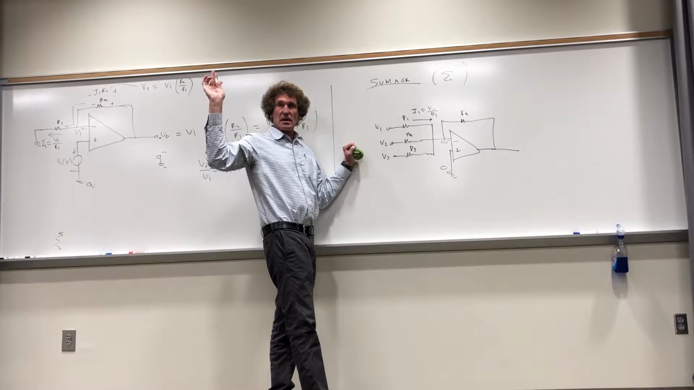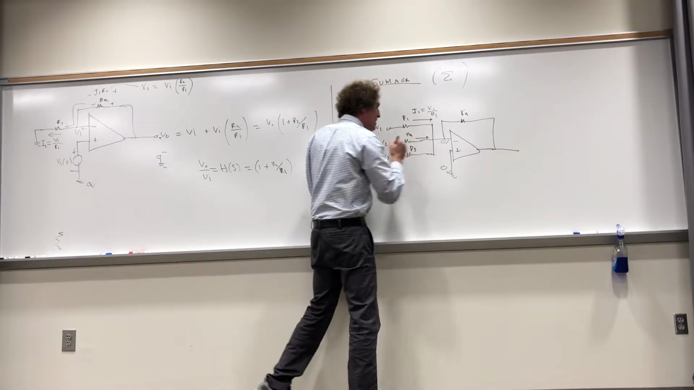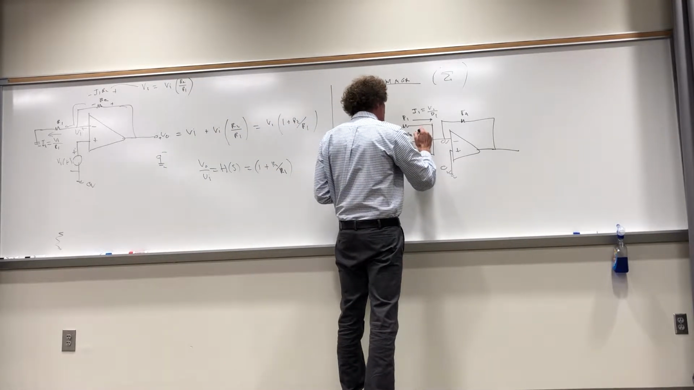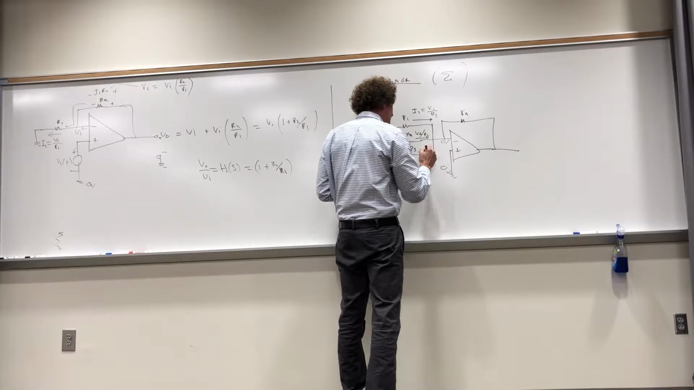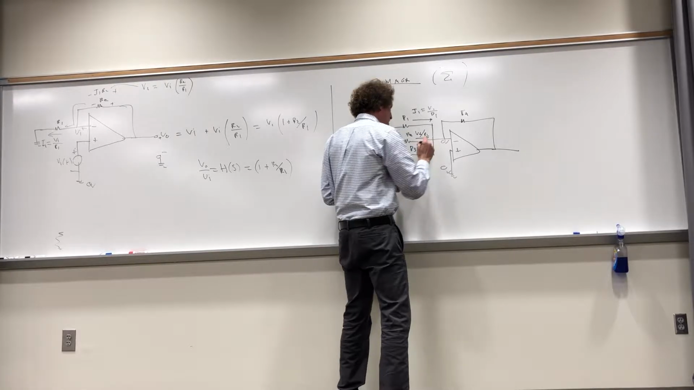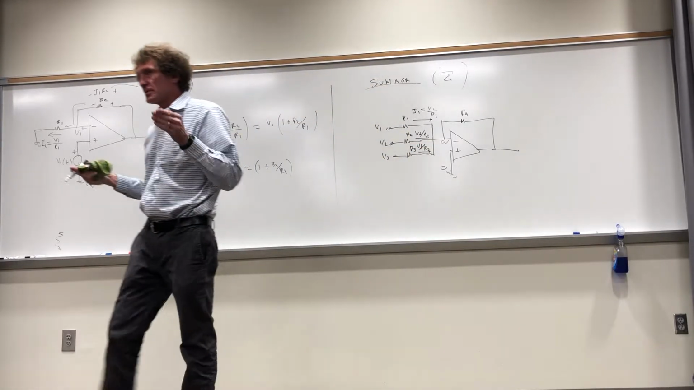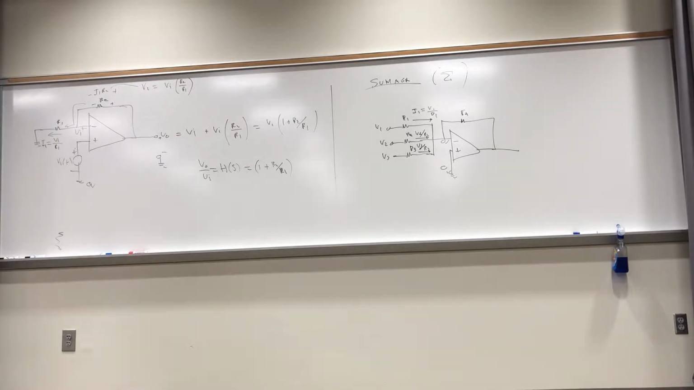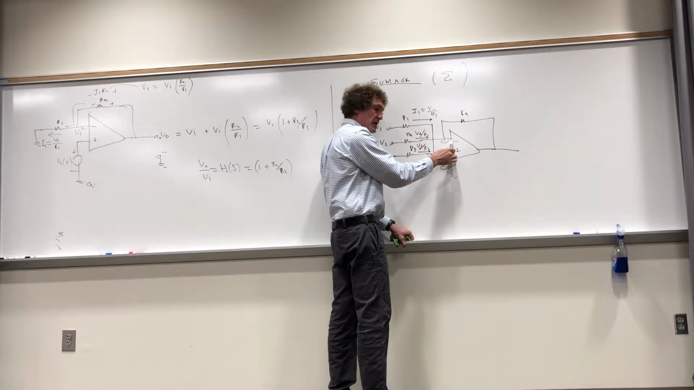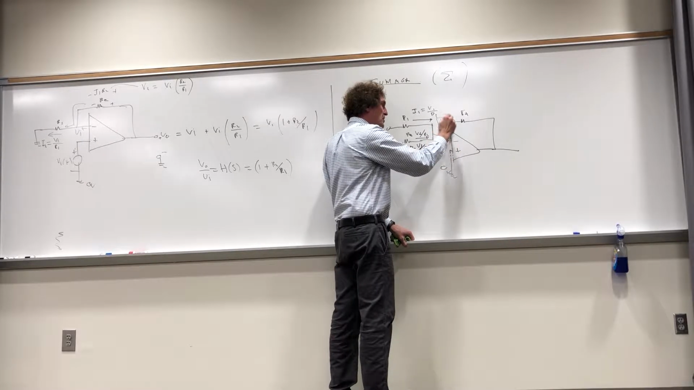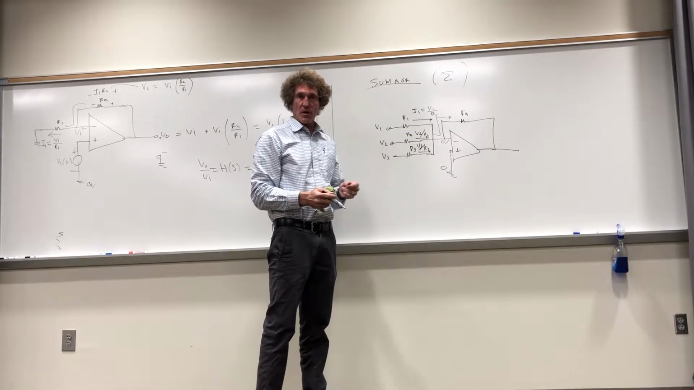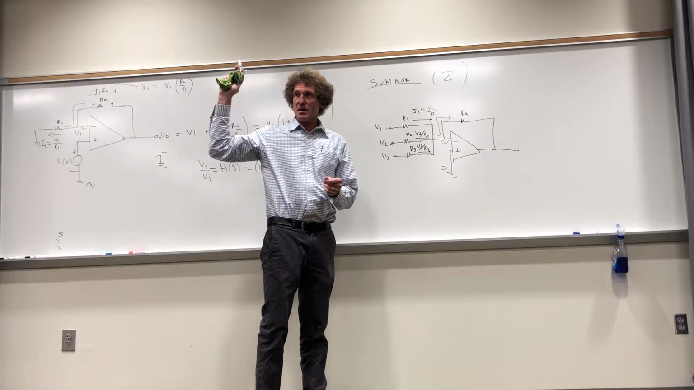Give me a show of hands. What's the current here? V2 over R2. That's right. What's the current here? All right, now we've got those 3 currents going into a connection. Part of the connection goes into the negative terminal. But what's the thing about how much of that current can go through the negative terminal? 0. It all must go here. That means I1 plus I2 plus I3 flowing through R4. Follow me?